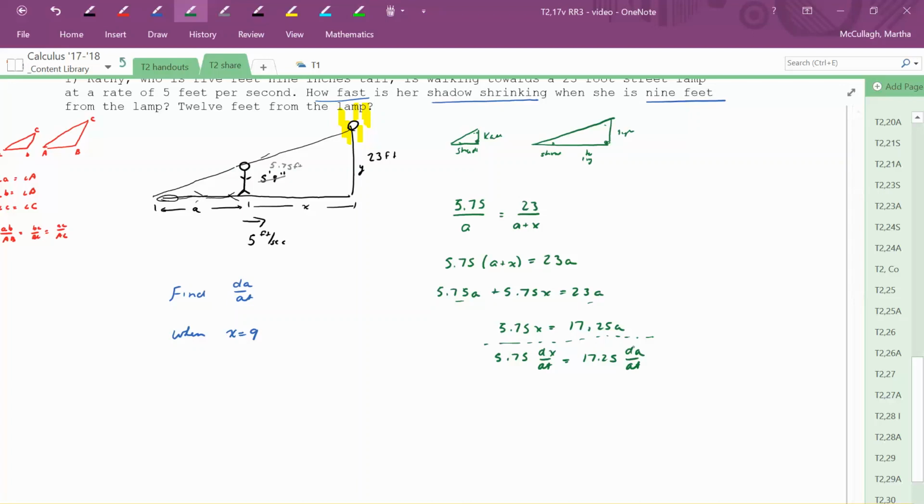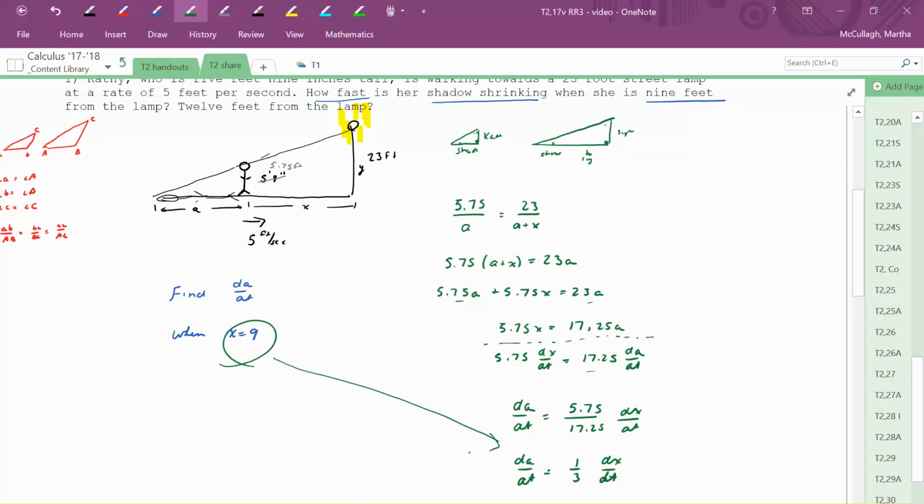I'm trying to find dA/dt, so I'm going to divide by that 17.25. dA/dt is equal to 5.75 divided by 17.25 dx/dt, or dA/dt is equal to 1/3 of dx/dt. The thing we want to take note of here is that our x value doesn't come into play at all. Our dA/dt is simply determined by 1/3 of our dx/dt.